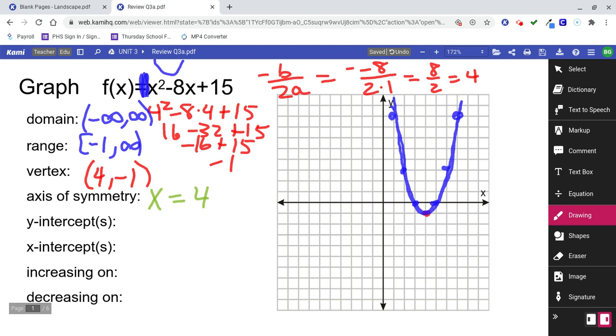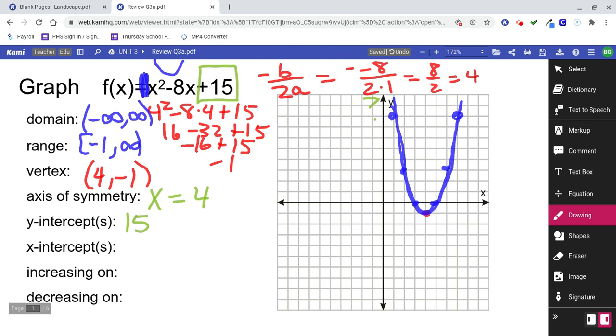Y-intercepts. I can't see the y-intercept on my graph, but we notice that this number right here is always the y-intercept. That number right there is the y-intercept, so the y-intercept would be 15, and I believe that could be 15 when you look at the graph.